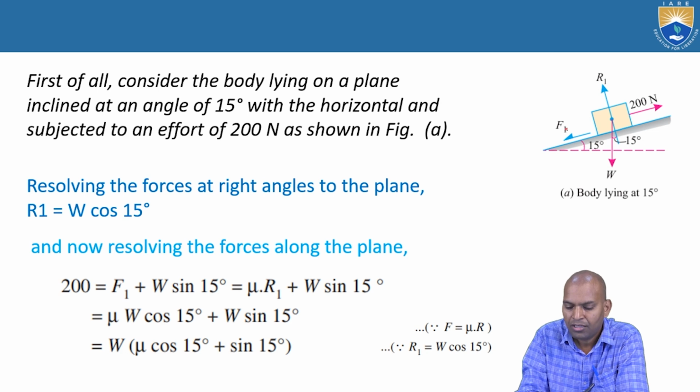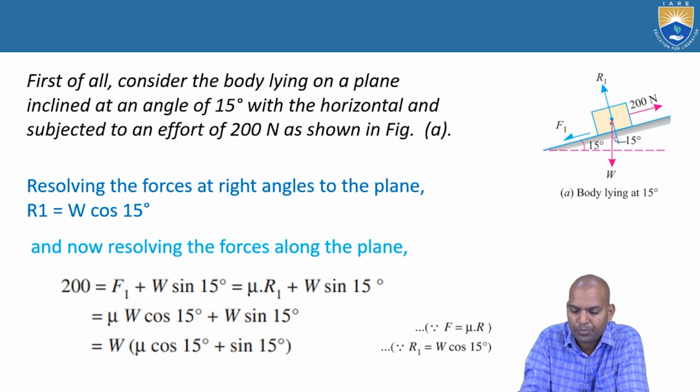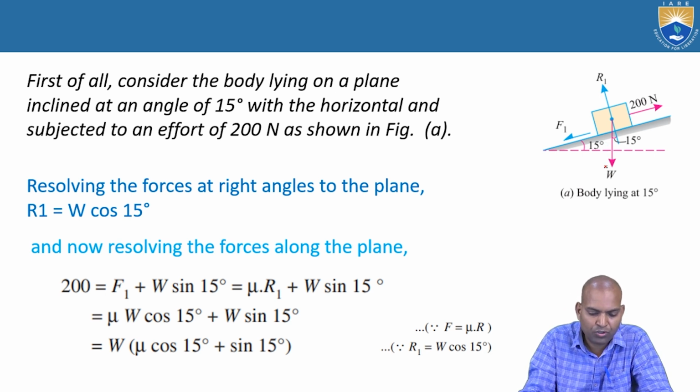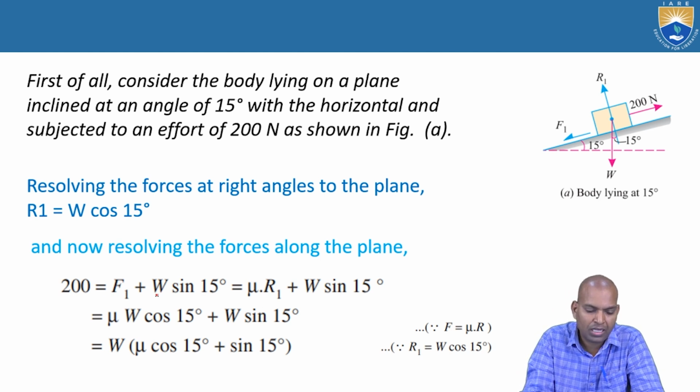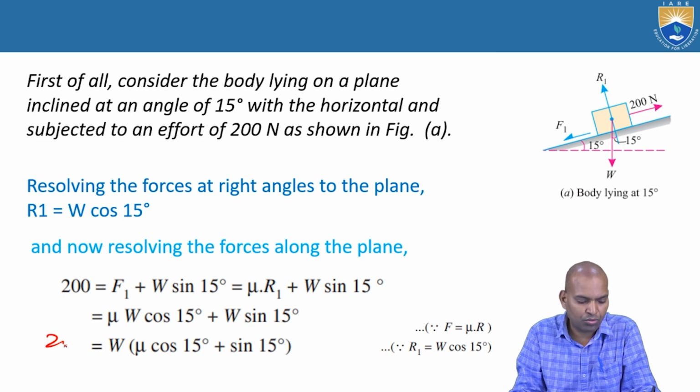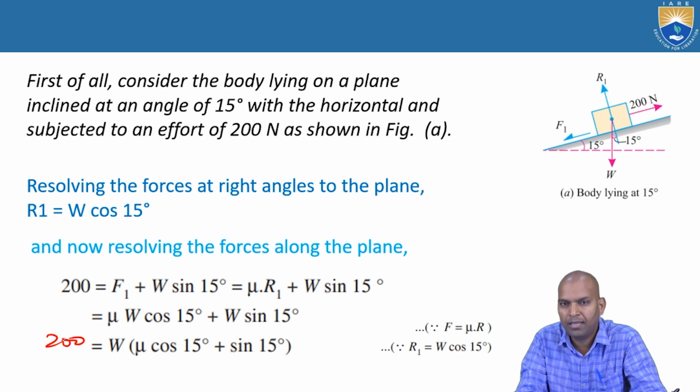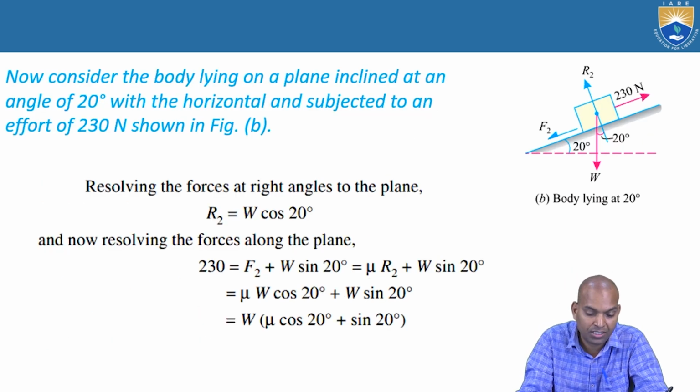Now here it is, 200 newtons, the 15 degree angle of the inclined plane. The tendency of the body is moving upwards, the force of friction is acting downwards, the normal reaction is normal to the plane, and the weight is acting downwards. Now resolve the forces along the plane and normal to the plane. Along the plane, 200 equals F1 plus W times sin 15. F1 equals mu times R1, and R1 equals W cos 15. Now substitute: 200 equals W times (mu cos 15 plus sin 15).